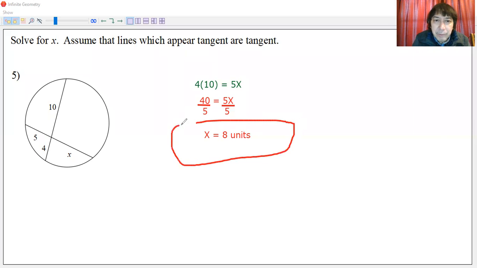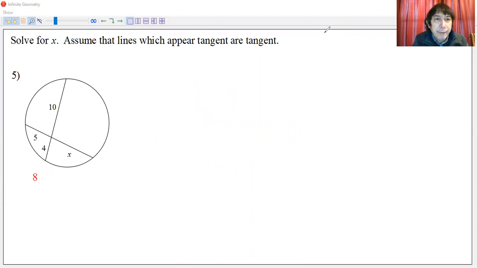x is equal to 8. 4 times 10 is equal to 5 times x. Let us see the answer. You can see it below the diagram. The answer is 8. So that goes to our number 5. Let's continue with number 6. Let me continue with the next diagram.